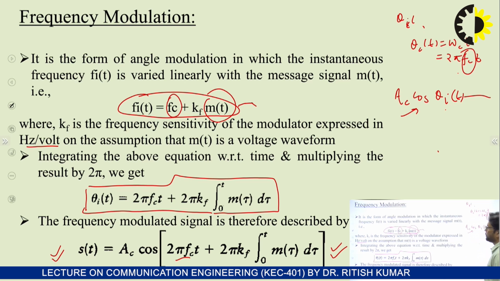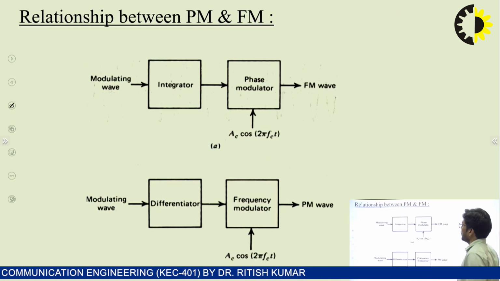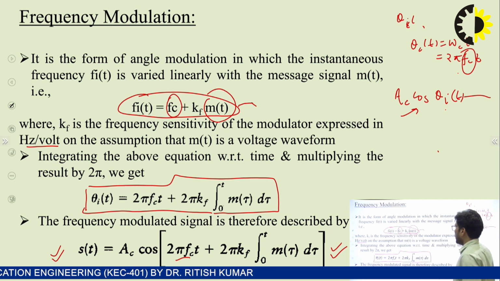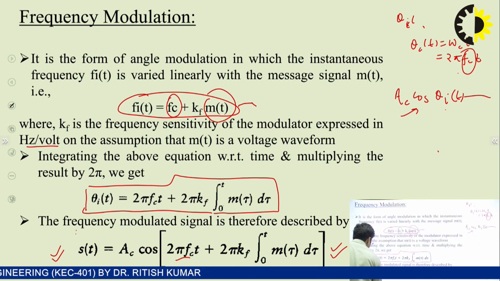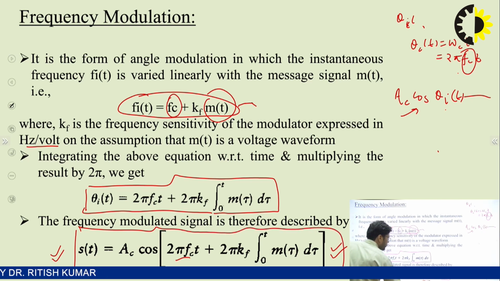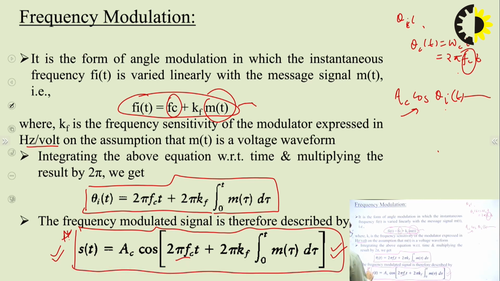So you can see here the carrier frequency is modulated or varied in accordance with the instantaneous value of the message signal here. So this one is the main frequency modulated equation. This is important, and we have to remember this equation as well for the analysis or for doing the numerical section of this frequency modulation. This is the most important equation here.